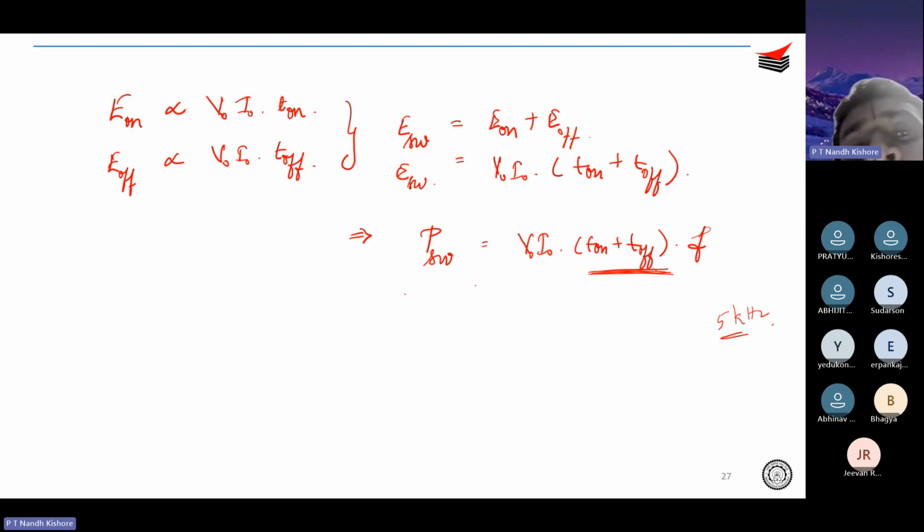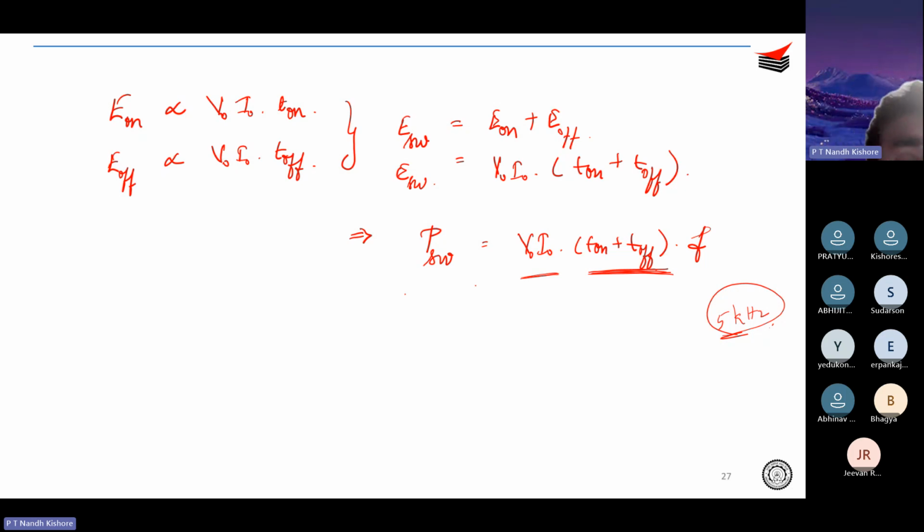And added to it, you always operate IGBTs for high power applications, which means that your V naught and I naught are also higher, right? So your switching losses will be really high if you operate at very high frequencies. That is why we limit your operation to 5 kilohertz.